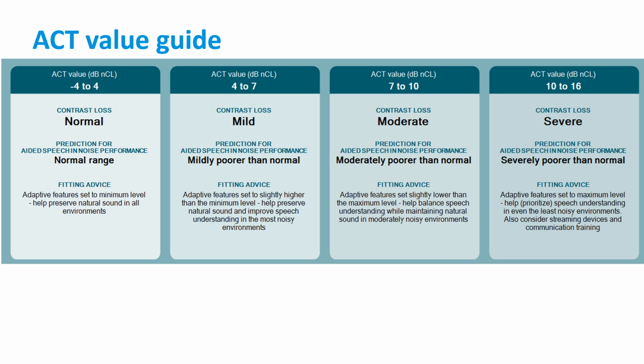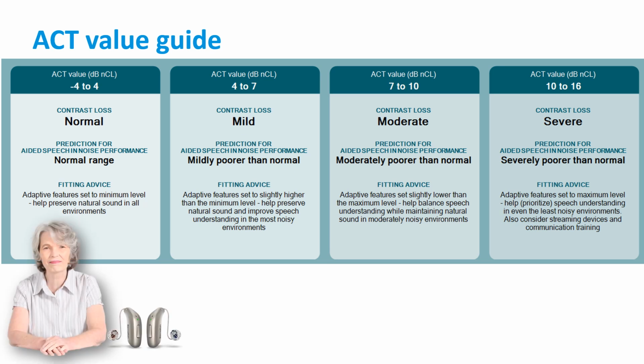In the ACT value guide, -4 to 4 means that the client has normal speech and noise ability. This means that they will most likely perform really well with hearing aids. And as the ACT value goes higher and higher, 4 to 7 shows mild difficulty with speech and noise, 7 to 10 shows moderate difficulty, and 10 to 16 shows severe difficulty with speech and noise. And the more severe it is, the more the software will adjust the noise settings to the maximum highest level possible.